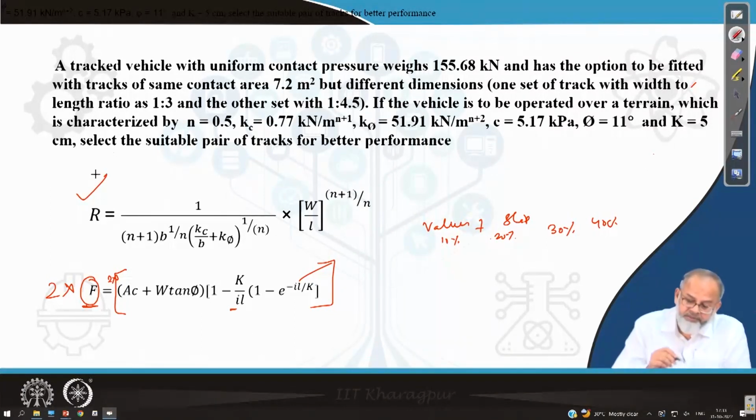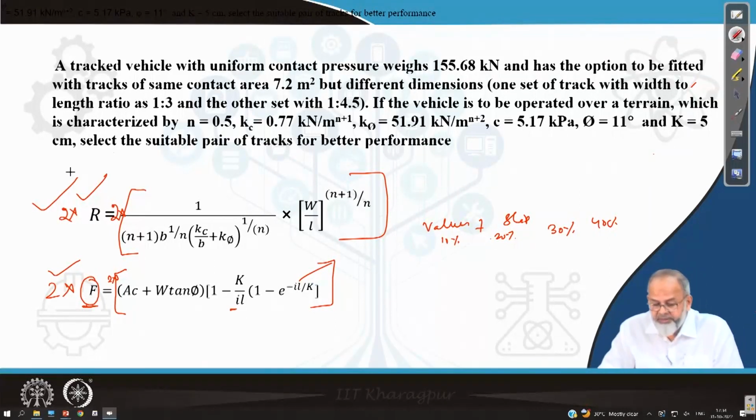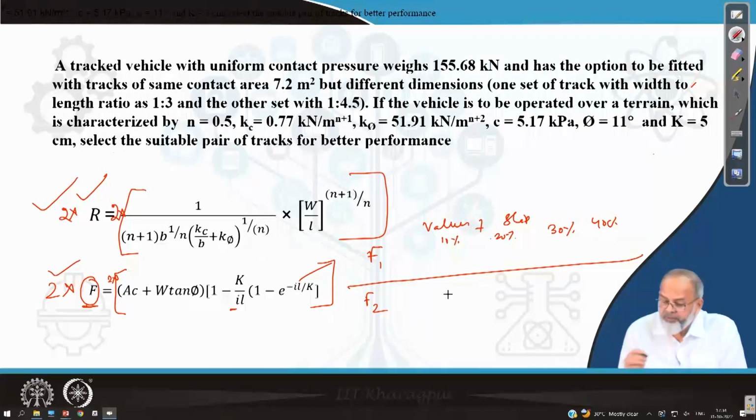You know the rolling resistance of the two different types of tracks. We know the total tractive force. Also rolling resistance we have taken for one track, so you have to multiply with 2. So, you know the tractive force, you know the rolling resistance, then you have to compare at different slip values. What is the tractive force you are getting for track 1, what is the tractive force you are getting for track 2, and wherever you are getting higher tractive force, that you have to select.